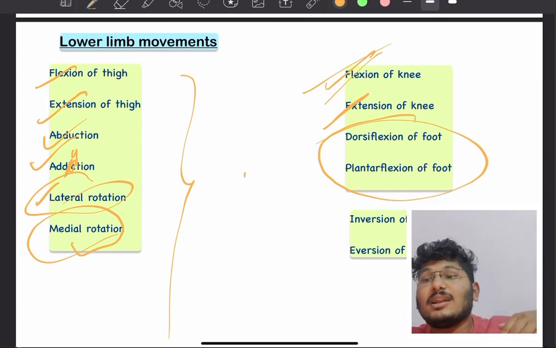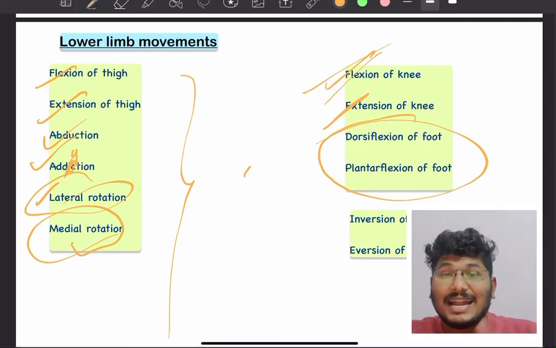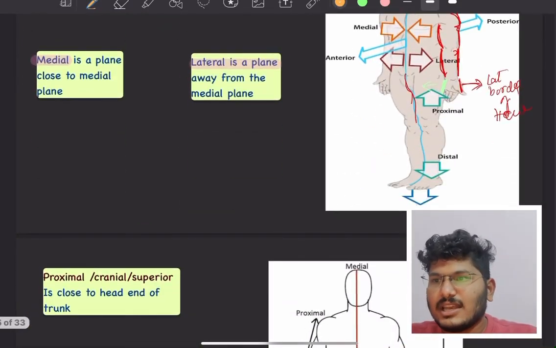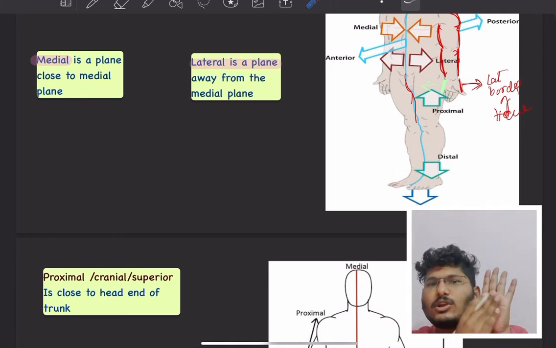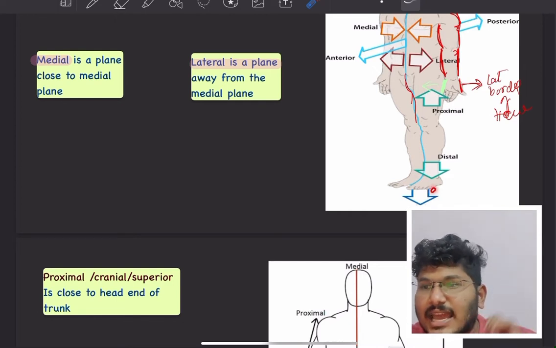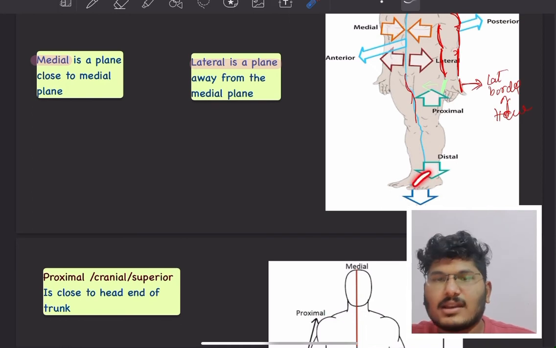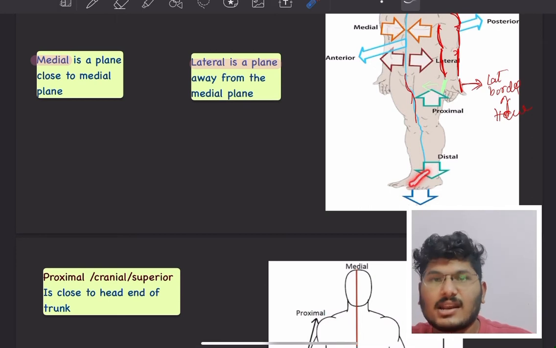Next, dorsiflexion and plantar flexion of the foot. So remember, the front part of the foot, which you see in the anatomical position, is called the dorsum of the foot. As we call the palm area the palmar region, this thick skin area of the foot is called the plantar region. This is the dorsum of the foot, this is the plantar region, or ventrum, of the foot.